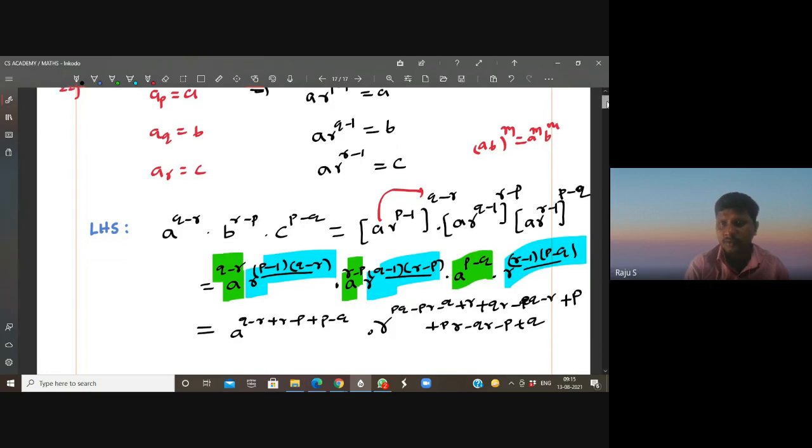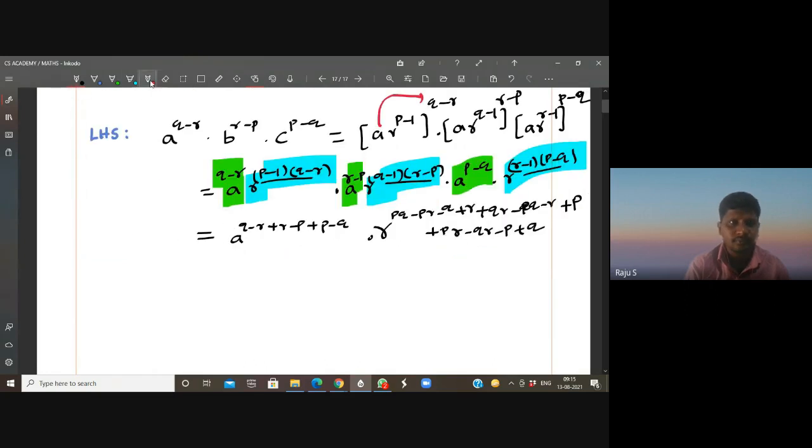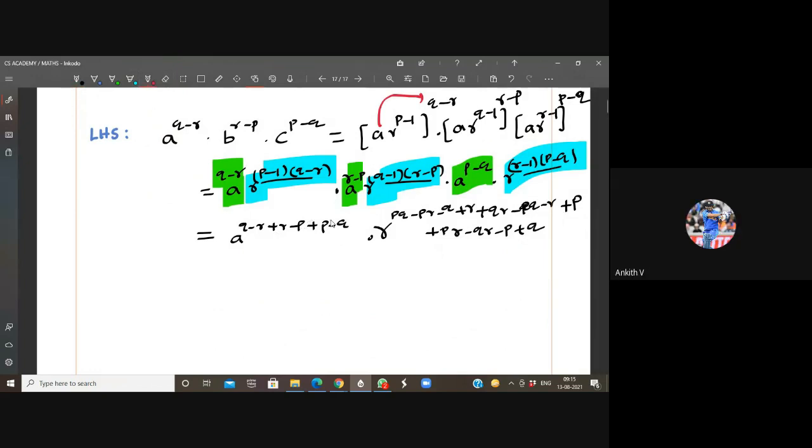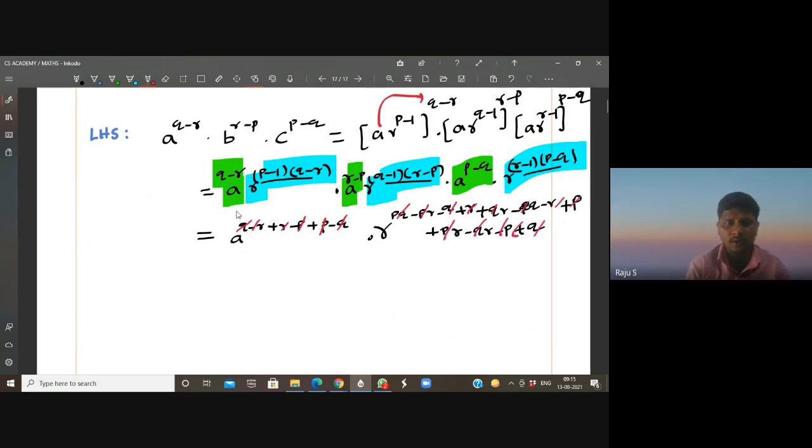So what do you observe, students? Sir, everything finally gets cancelled. A to the power 0 into R to the power 0, so 1 into 1 is 1. Finally, all terms get cancelled. So A to the power 0 into R to the power 0 is equal to 1, 1 into 1 is 1. So 1 is the RHS. Therefore, LHS equals RHS, hence proved.